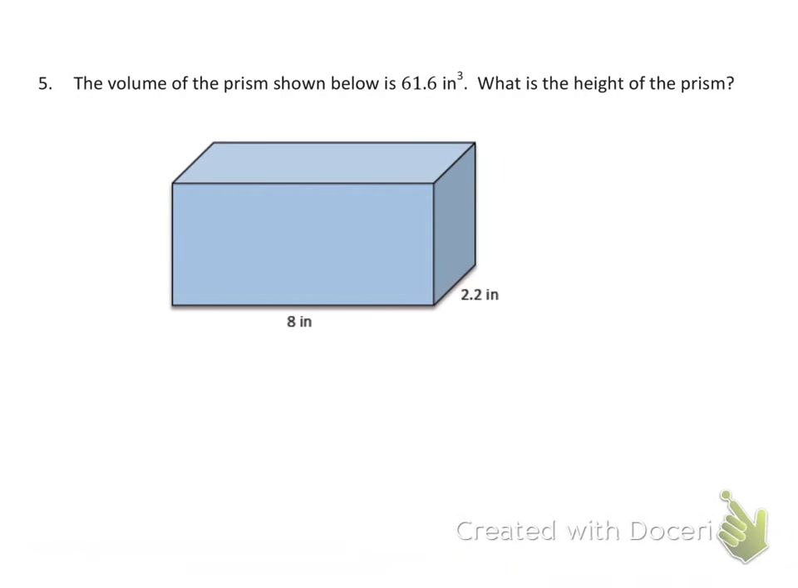So this is in your classwork. I want to say up front, you can use calculators on these. I don't expect you to be multiplying these numbers by hand and dividing as well. So calculators are okay on this assignment. Okay, so the volume of the prism shown below is 61.6 inches cubed. And so I would just go ahead and write that piece of information here. Volume equals 61.6 cubic inches.